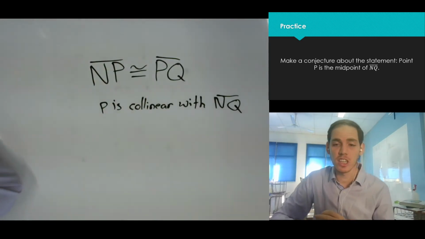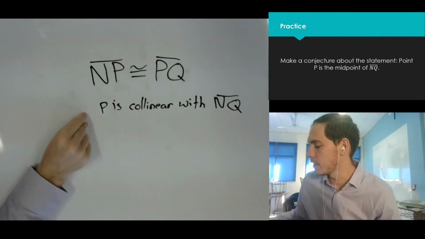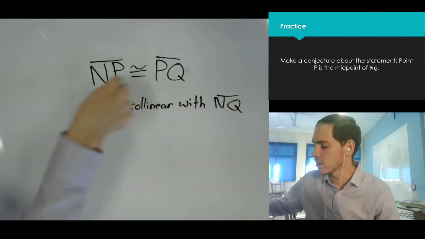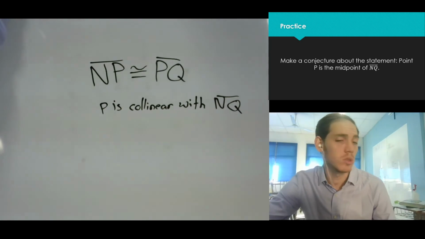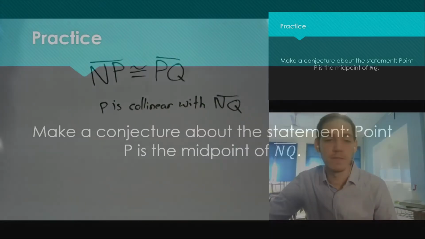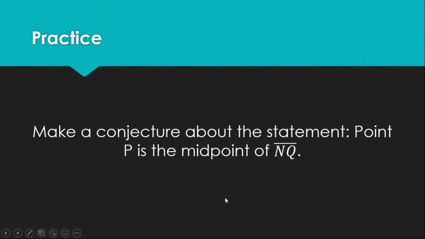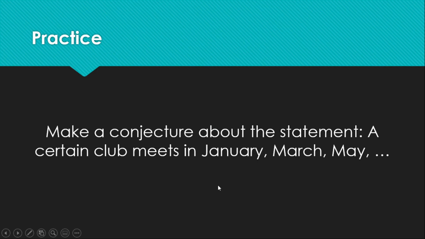Okay, that's our conjecture: P is collinear with N and Q such that line NP is congruent to PQ. Okay, let's make another conjecture. Make a conjecture about the statements.